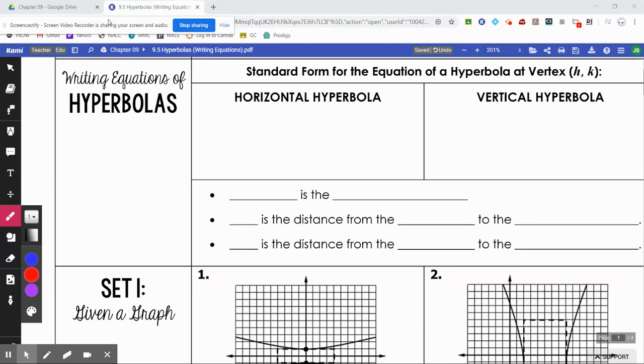In this video, we're going to be writing the equation of a hyperbola. Now, a reminder that a standard form of the equation of a hyperbola at vertex h, k is going to look like this. If it's horizontal, the x stuff is listed first: x minus h squared over a squared. Reminder that a squared is always under the first term, minus y minus k squared over b squared is equal to 1.